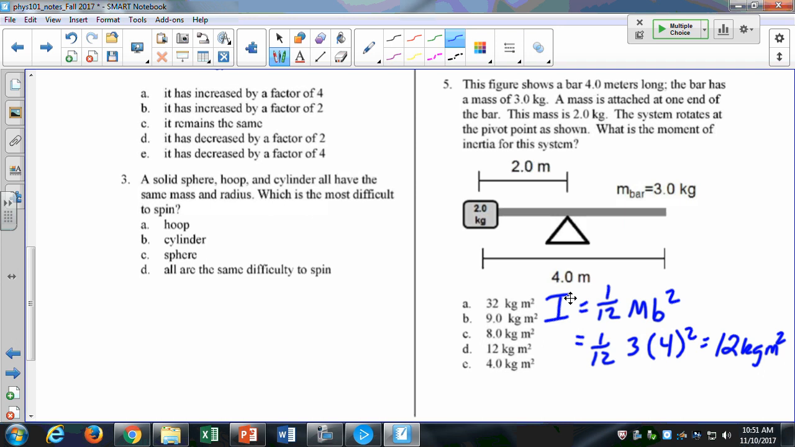But that's not all. Those of you that put D, that's where you stop. There's also this extra piece out here. It has a particle at the end of it. And the moment of inertia for this is equal to mr squared. Remember sum mr squared? But in this case, there's just one particle, so there's no summation. That's going to be 2 kilograms times 2 meters squared. That's 2 times 4 is 8.